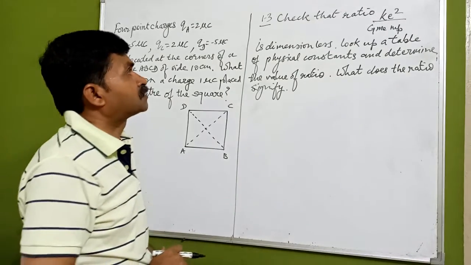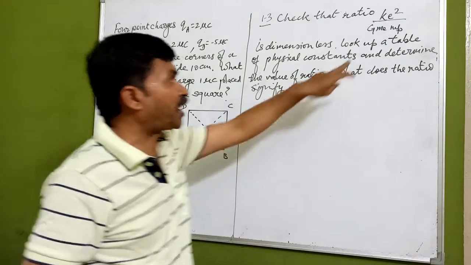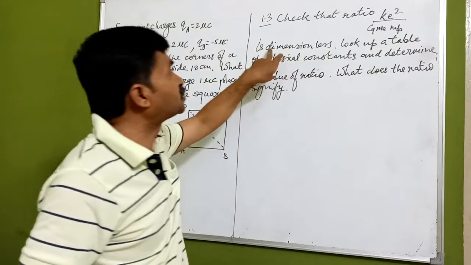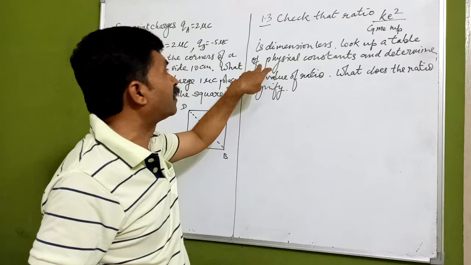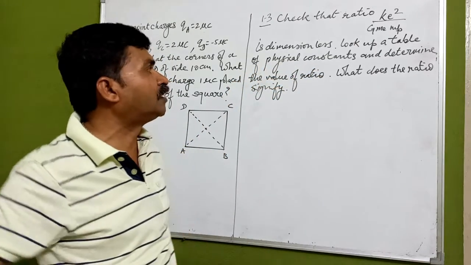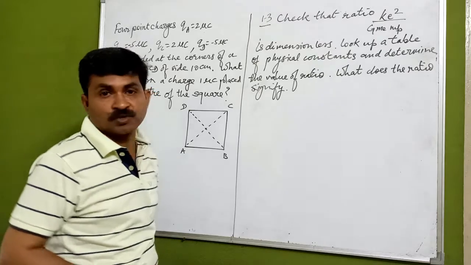Now the question is, check that the ratio Ke square upon G me mp is dimensionless. Look up a table of physical constants and determine the value of the ratio. What does the ratio signify?